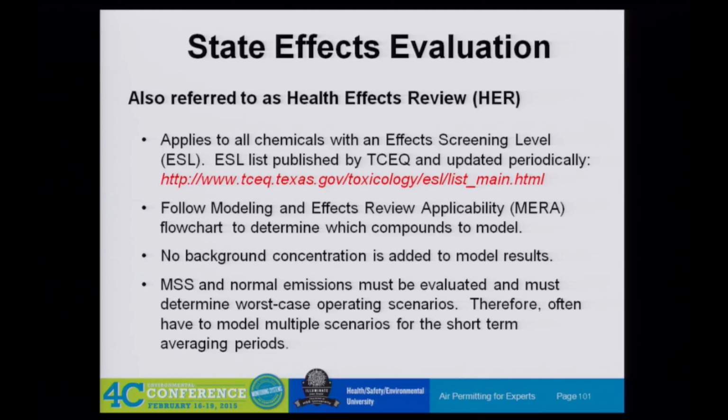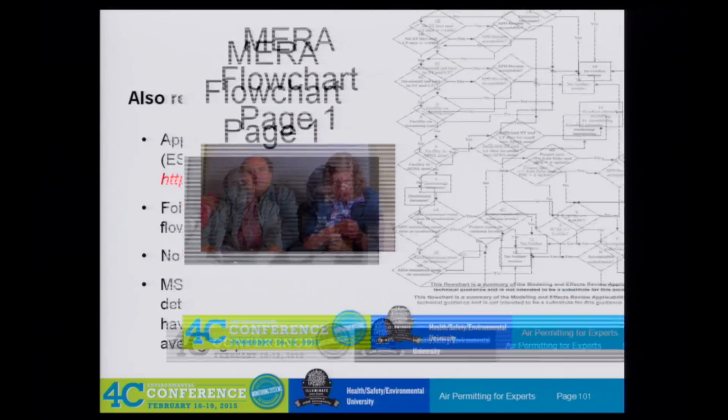ESLs, but you do have to do this rigorous MSS versus normal emissions analysis, like we've been talking about, to determine what the worst-case operating scenarios are. So, all that means is you often have to model multiple scenarios for short-term averaging periods.